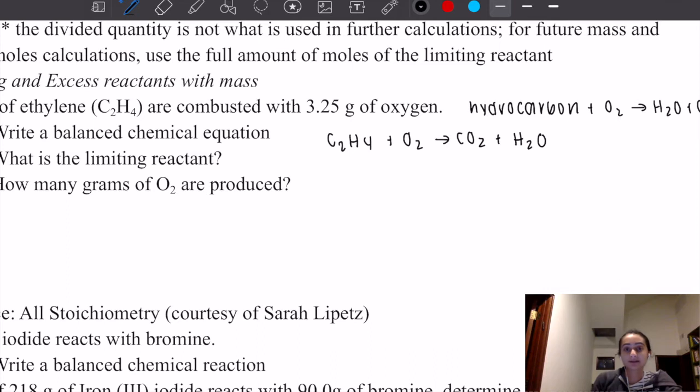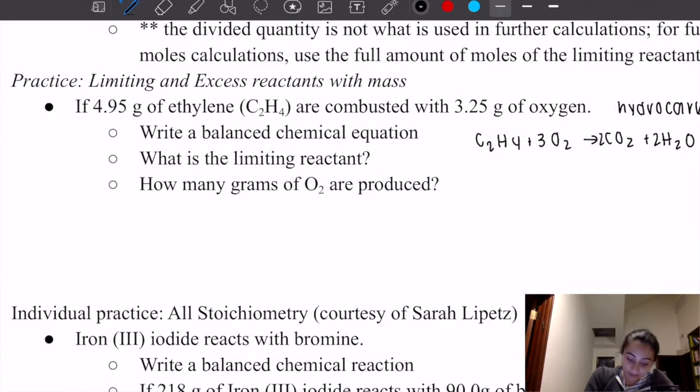Now, I like to balance in the order of carbon, hydrogen, oxygen, so I'm going to place a 2 in front of CO2 and a 2 in front of H2O. So now we have 2 carbons and 4 hydrogens, and now we have 6 oxygens. So I'm going to put a 3 in front of the O2. So now we have done this first step.